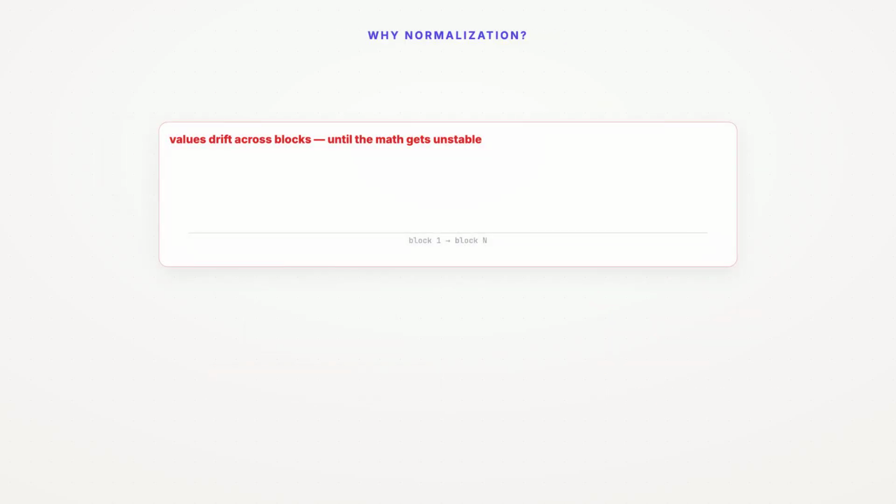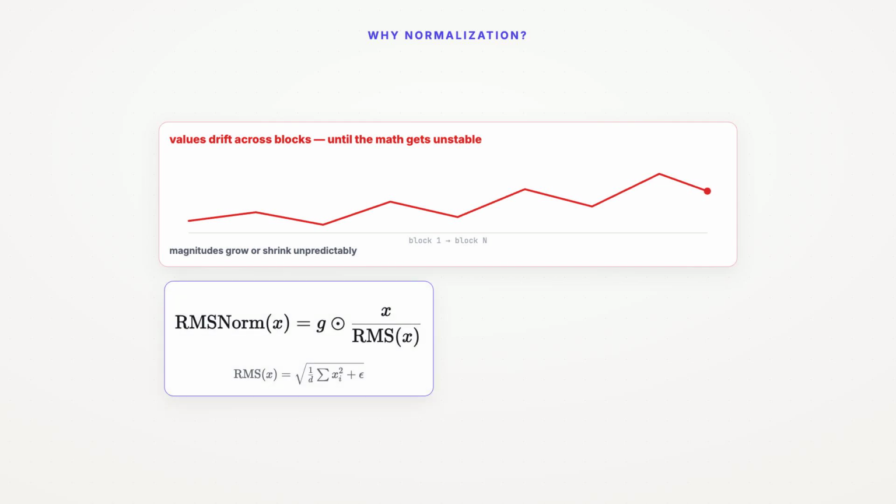One more stabilizer. Normalization. Across many blocks, values can drift, growing or shrinking until the math gets unstable. Before each sublayer, RMSNorm rescales the vector by its root mean square size, then applies a learned scale. It doesn't erase meaning. It just keeps the numbers in a healthy range so the next matrices behave. Modern models put it before each sublayer. That's the pre-normalization design you saw in the block.